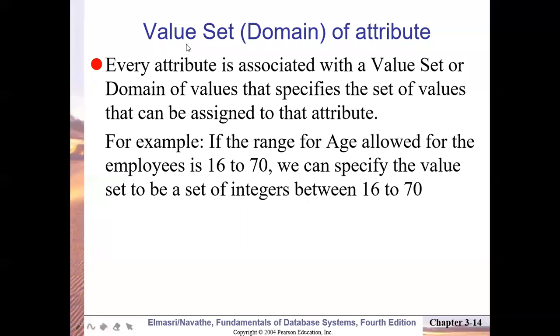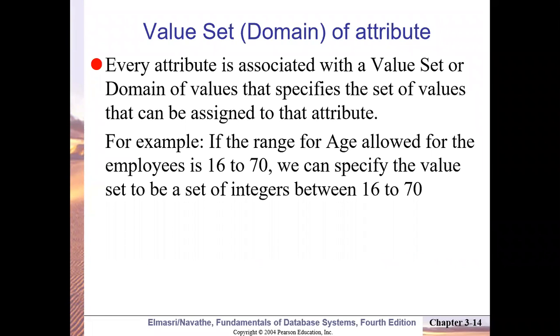Yeah, next we have one more term to define, which is called a domain. Domain, or it is also called a value set. Every attribute is associated with a domain or a value set of that particular attribute. So what does the domain indicate? Domain indicates the set of values that are allowed for that particular attribute.